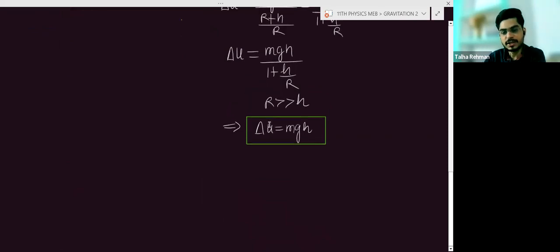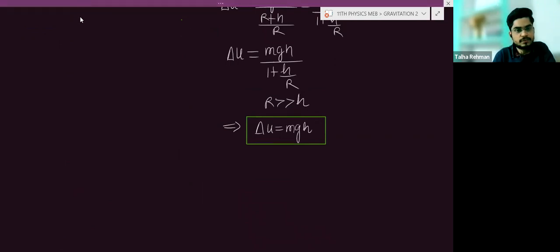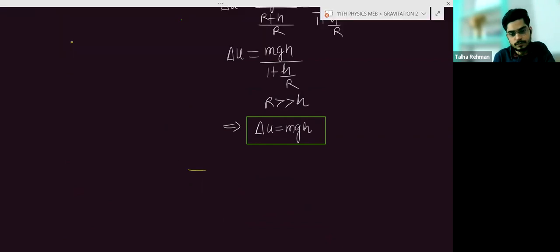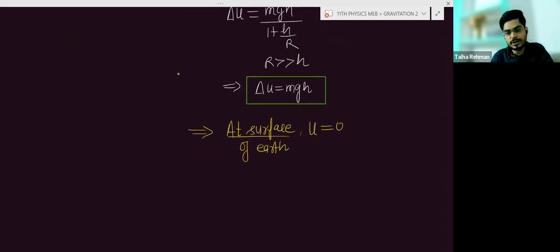This is change in potential energy, not the potential. So change in potential energy means final potential energy minus initial potential energy. So what do we assume now? We assume that at the surface, the potential energy is zero at the surface of Earth. We assume that zero. So you can say initial potential energy of the body will become zero.